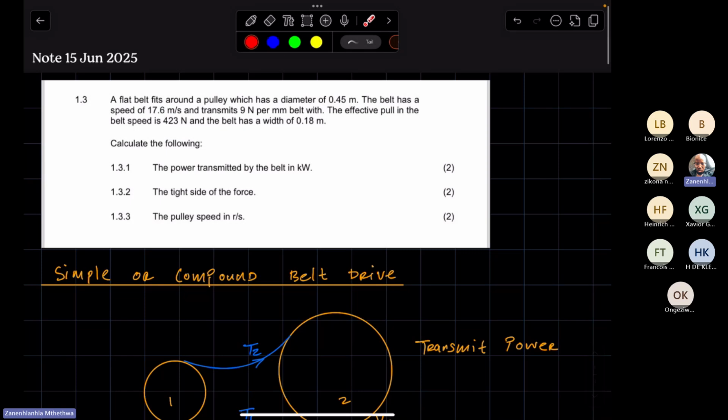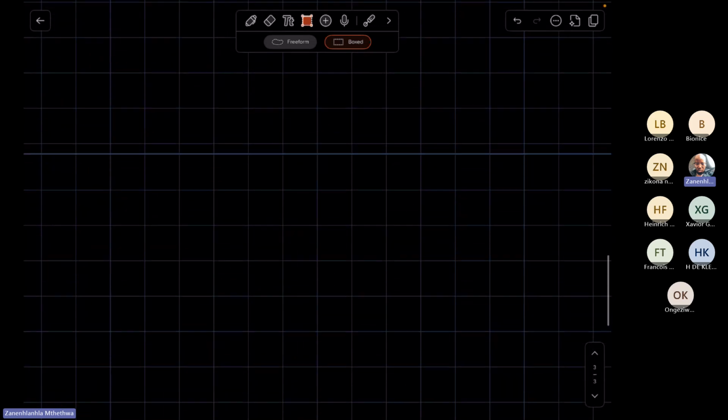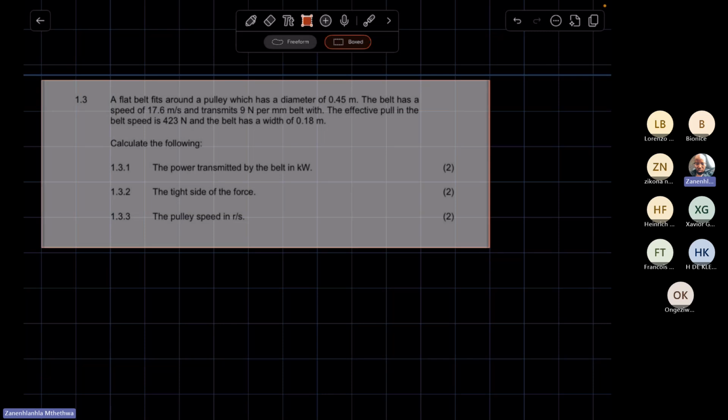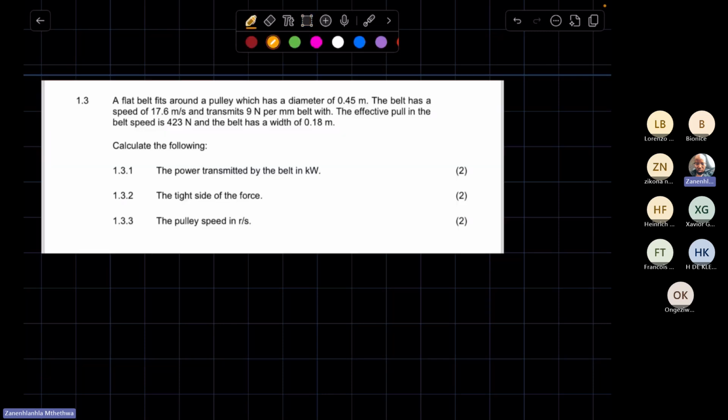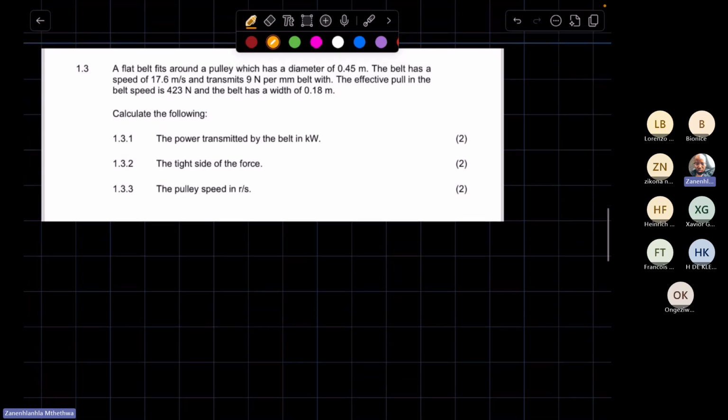Okay. Let us look at this exercise. So let's write down our given data.